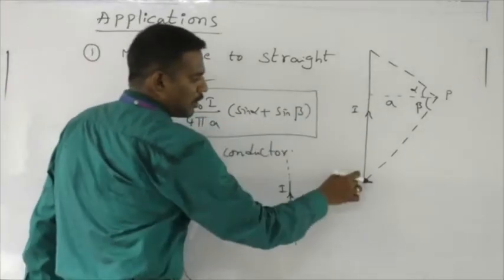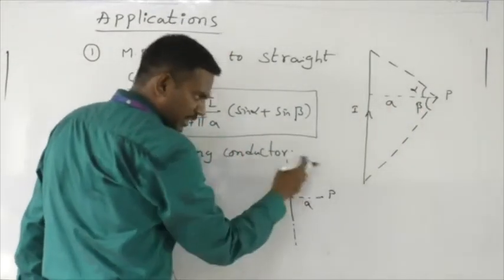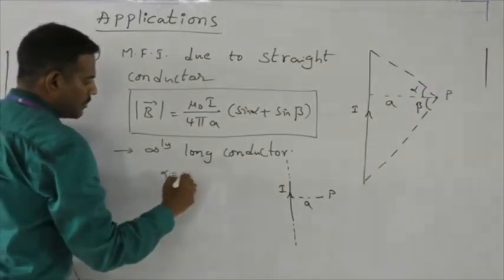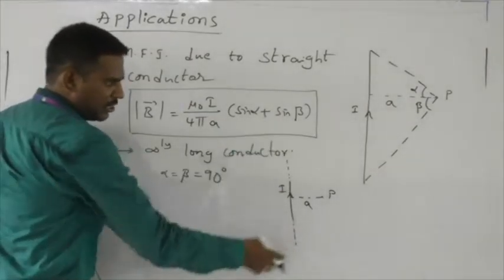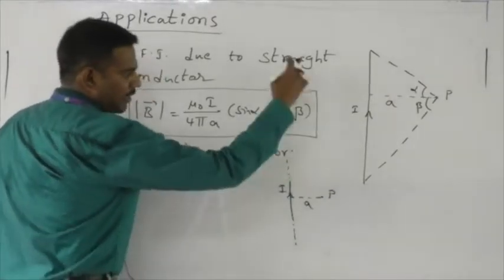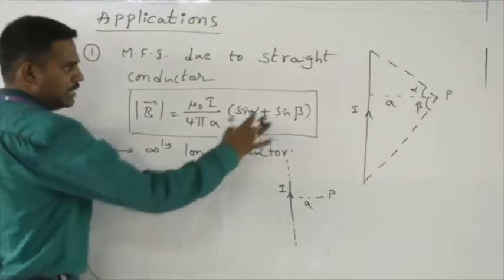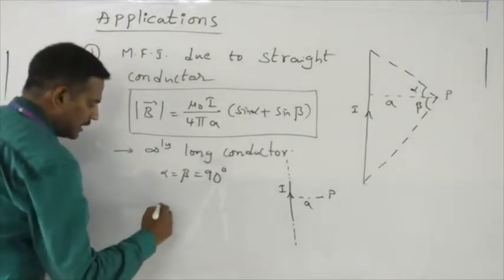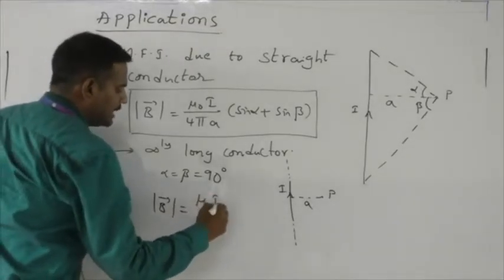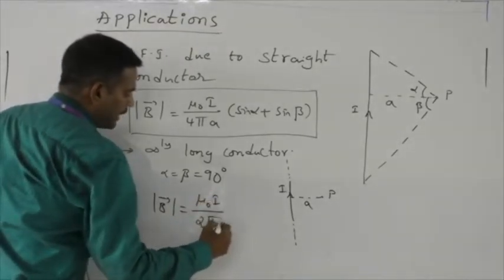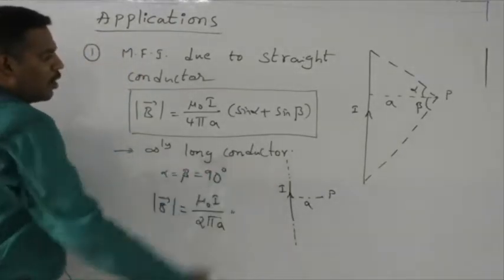For a finite conductor, I have angles alpha and beta subtending at the ends. For this case, the same alpha and beta are going to be equal to 90 degrees, because it is infinitely long, and the point P will subtend an angle of 90 degrees on either side. Then by substituting this back into the expression, we get the magnetic field intensity magnitude as mu naught I divided by 2 pi a. This is the magnetic field intensity due to an infinitely long conductor.